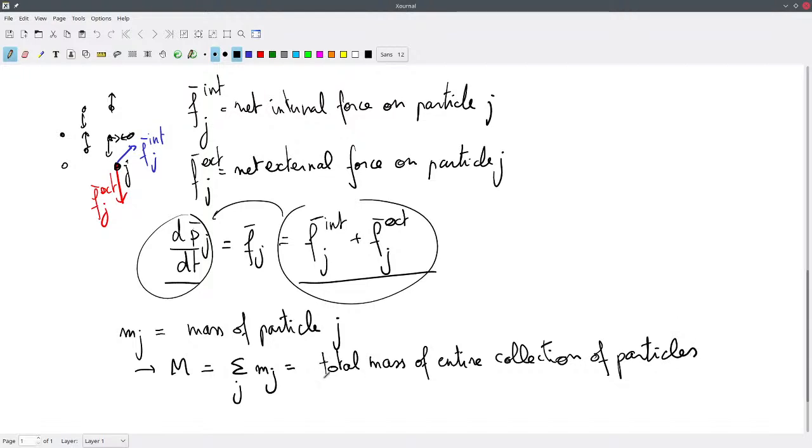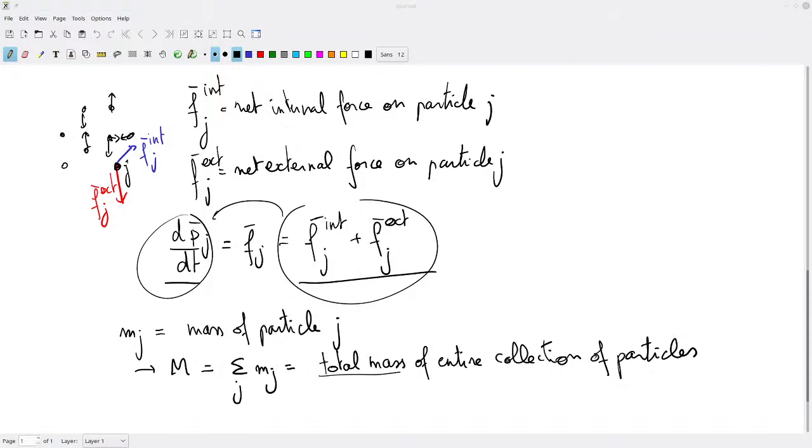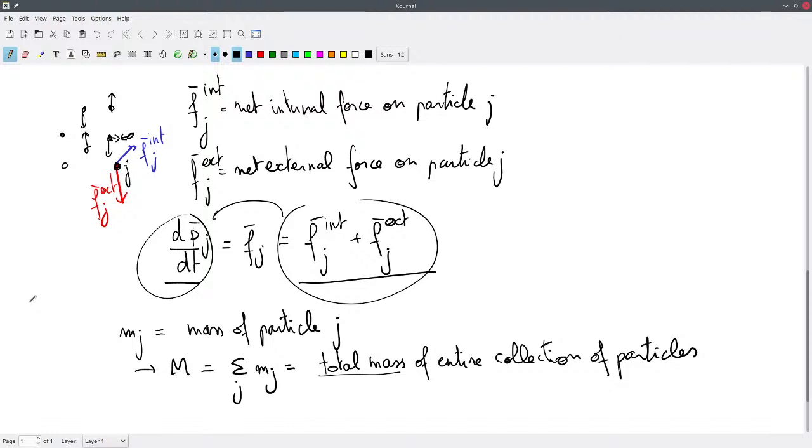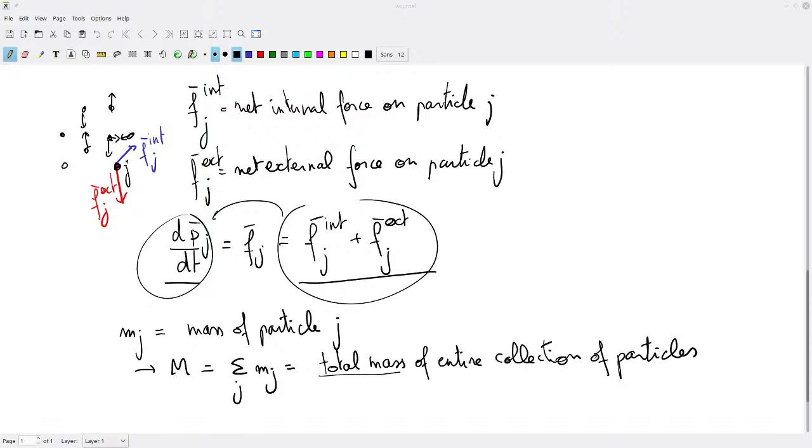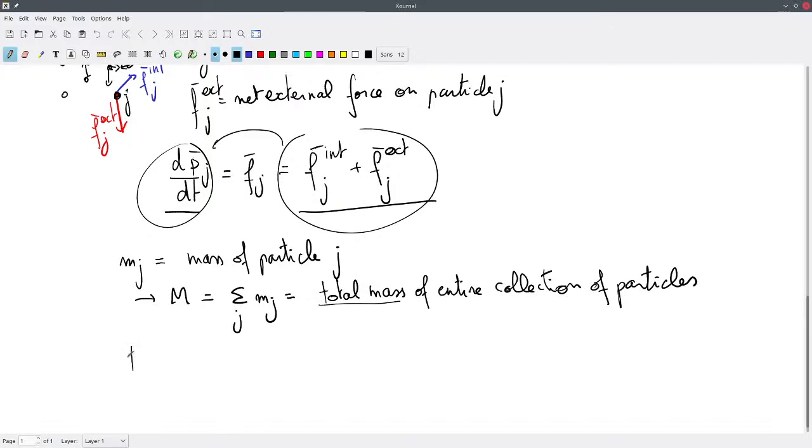So if we're talking now about the total mass, we're also going to want to talk about the total force on this collection of particles. The total force on all of the particles, the net force, will be what we call big F net. So that's going to be the total force on all of those particles, both internal and external forces.